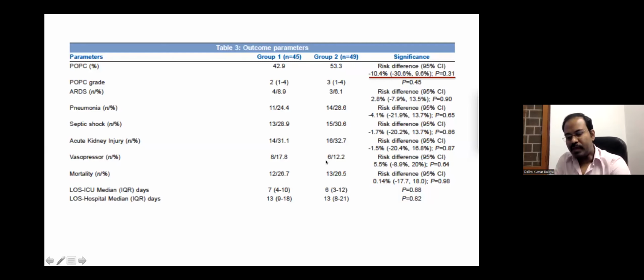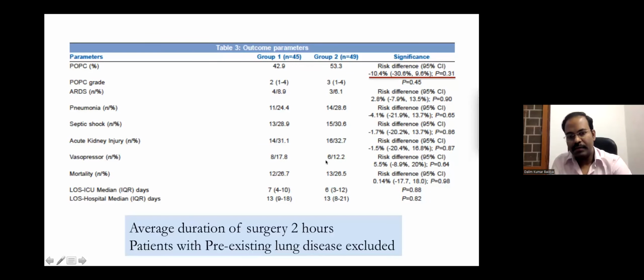So when we analyzed the data further, we realized that one aspect could be relatively less sample size. Another aspect could be the average duration of surgery in this study was 120 minutes in one group and 130 minutes in another group. So these were not really long duration surgeries. Plus, we excluded patients who had pre-existing lung disease because we thought that would be a confounding variable. So patients who had known pre-existing respiratory disease were not included.